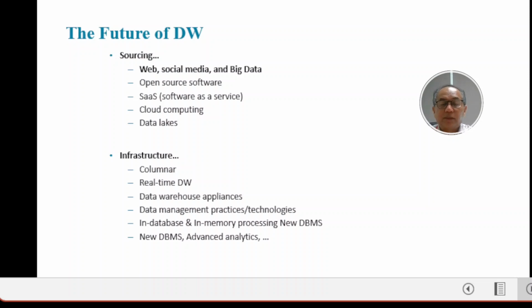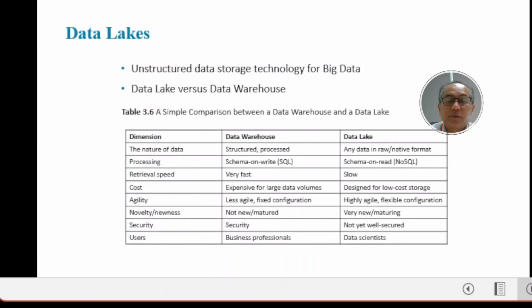We put everything in, instead of selecting the data. In terms of infrastructure, we can use more columnar analysis. We can have real-time data warehouses. We can have many more data warehouse appliances. Data management practices can be improved, and with cheaper data processing costs, we can have in-memory processing. We have new database management systems and advanced analytics. So this is data lakes and unstructured data storage, meant for big data.